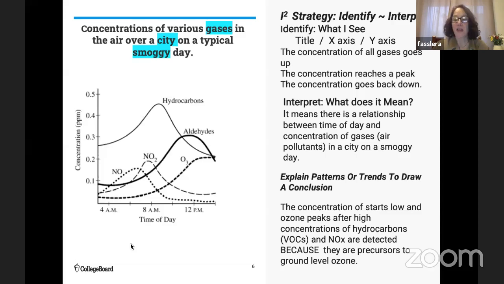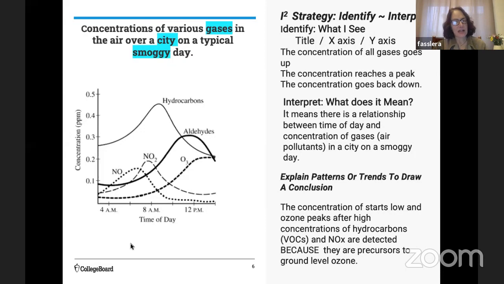They don't all go up at the same rate. They don't all peak at the same place. They don't all peak at the same concentration. They don't all peak at the same time. But those are just things that I can observe as I look at that quantitative data. The other part of the I squared is interpret. What does that mean, all those observations that I just made?